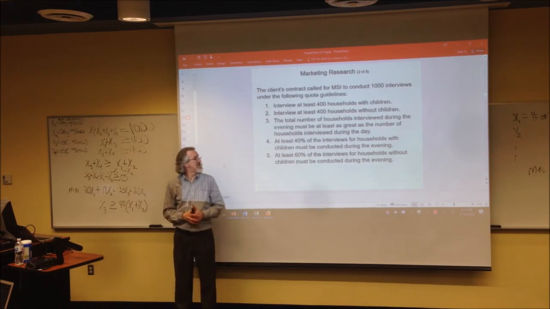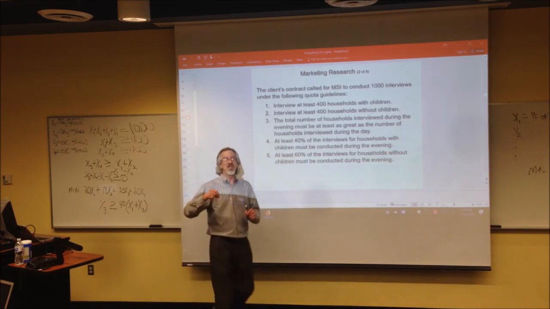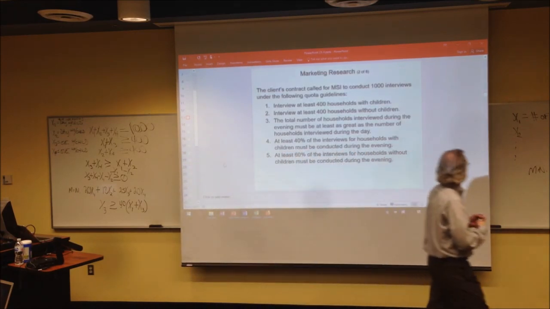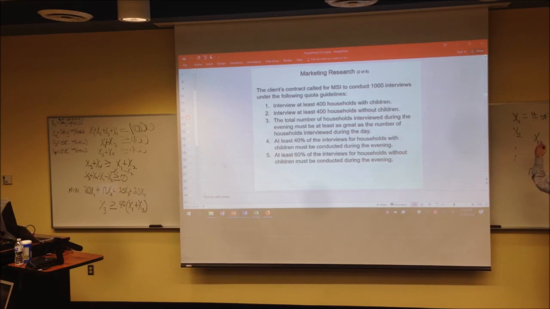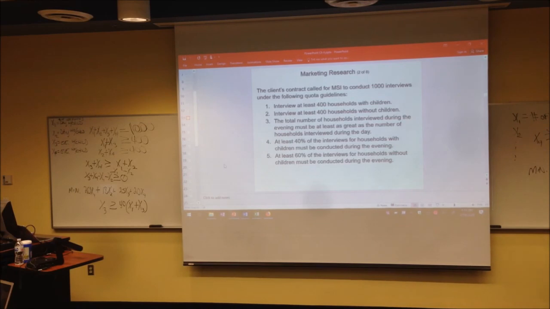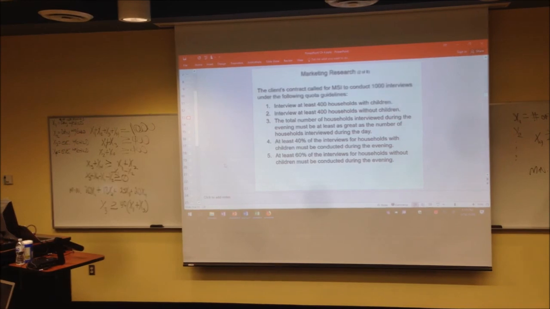Last one. At least 60% of the interviews for households without children must be conducted during the evening. Evening without children is what variable? X4, is that what it is? X4 must be, does it say at least? Yeah. At least 60% times the interviews of households without children. What variables represent households without children? X2 plus X4. All the households we interview without children, the ones in the evening have to be greater than or equal to 60% of all those.